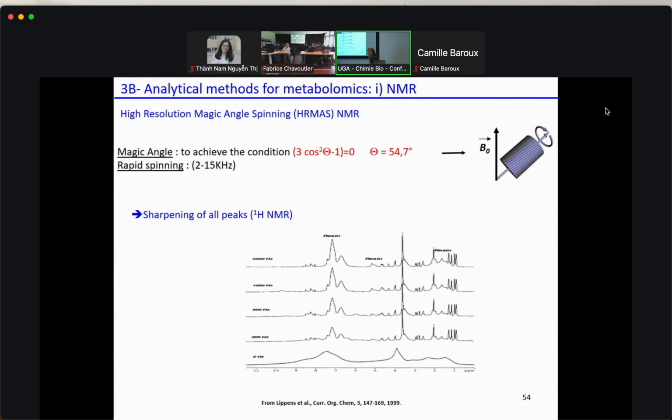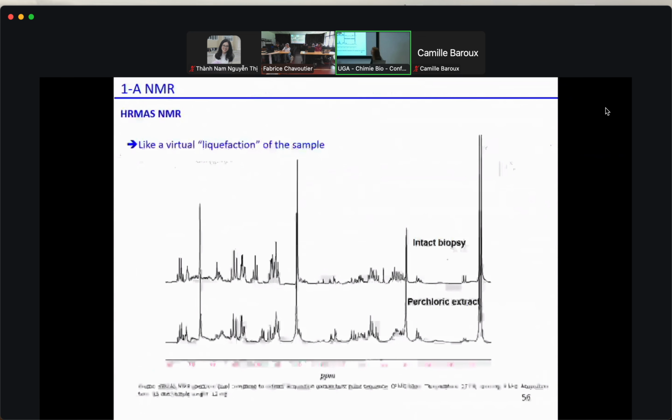The sample can spin at, for example, 5,000 Hertz. So this is 5,000 rounds per second. This is relatively rapid. So this is like a virtual liquefaction of the sample. The sample is not liquid. We use it for brain samples.